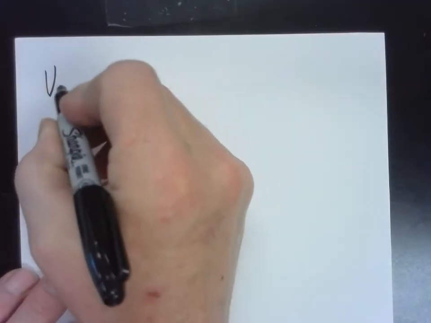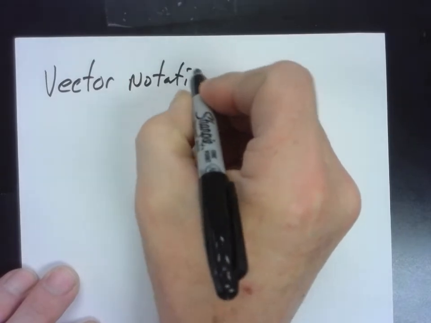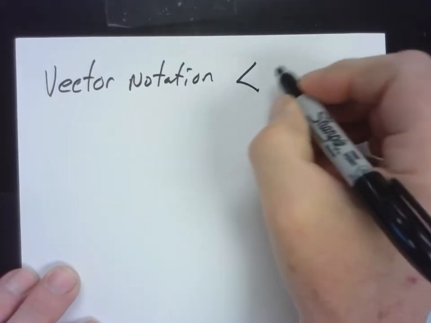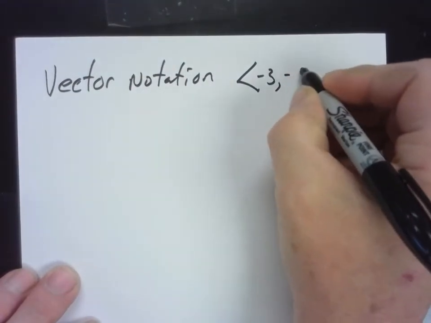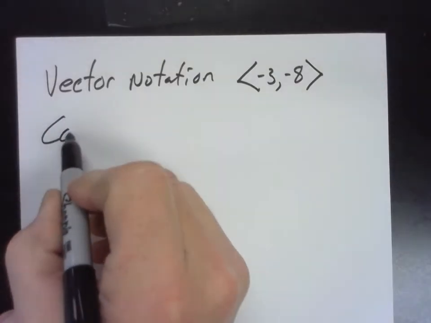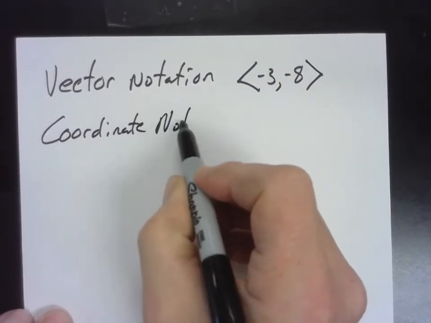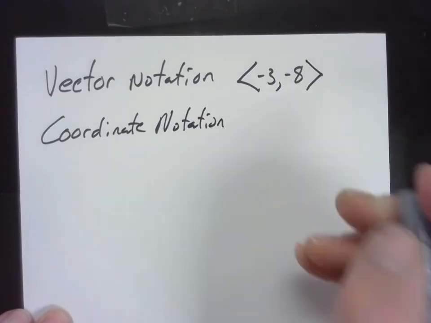So there's a couple of ways you're going to be told how to move things. One of them is called vector notation. And it looks like this. Everybody get it? To the left 3, down 8. Okay. The other one is called coordinate notation. And this is just a different way of telling you how to do it.